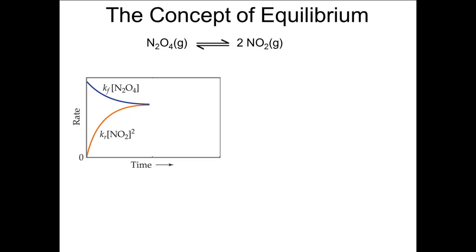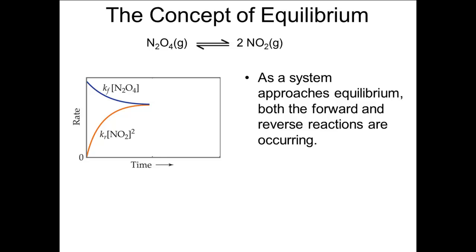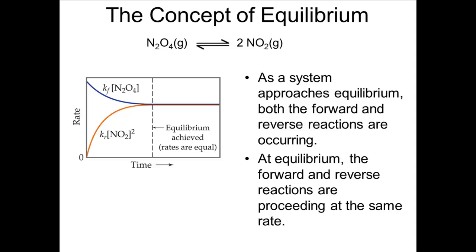As the reaction proceeds, both the forward and reverse reactions are occurring. The concentration of N2O4 decreases, and the rate of the forward reaction decreases because of that. At the same time, the concentration of NO2 increases, and the rate of the reverse reaction increases as well. Eventually, the rates of the forward and reverse reactions are equal. When the rates become equal, we have reached equilibrium.